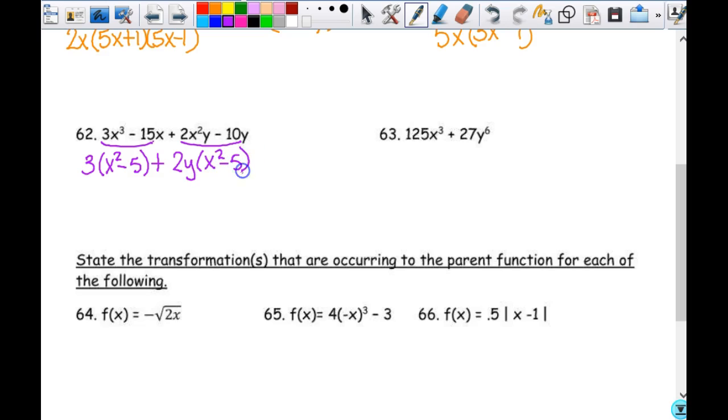And oh look, now I have another GCF. So I can take that x squared minus 5 out front, and that leaves me with 3x plus 2y. Oh, I left off my x, dang it. Sorry about that. My GCF here was 3x, and I didn't write my x. But there you go. I've factored that all the way. Can't factor anything else, so I'm good.